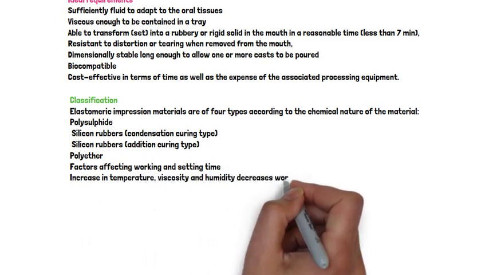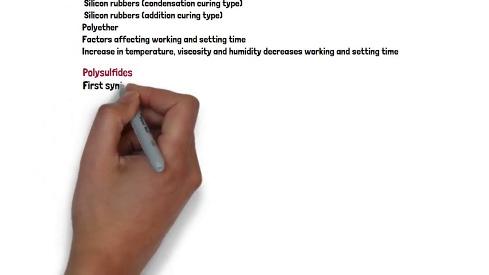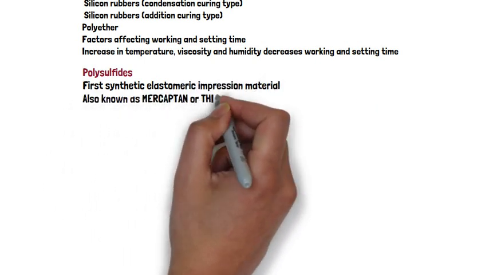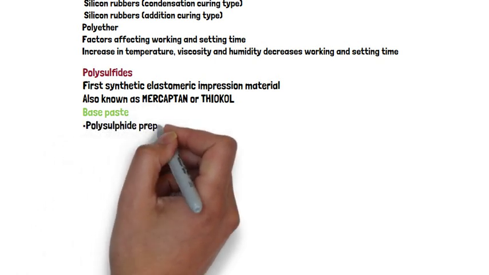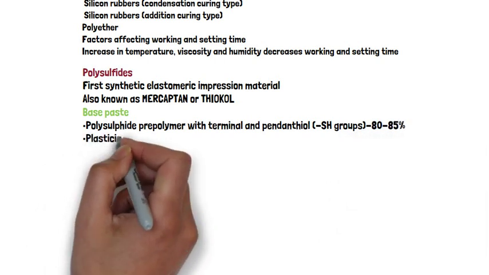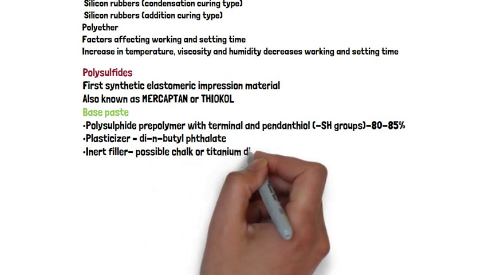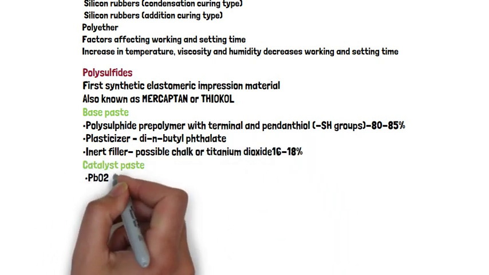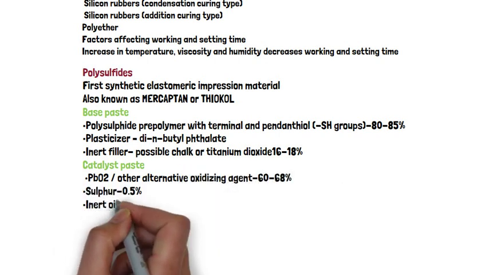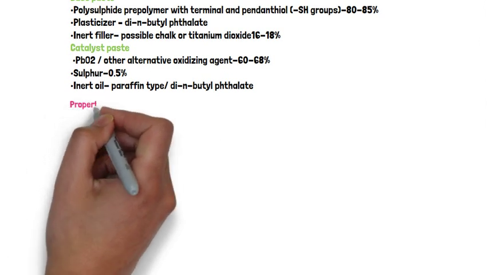Polysulfides. First synthetic elastomeric impression material. Also known as mercaptan or Thiokol. Base paste: polysulfide copolymer with terminal and pendant thiol, SH, groups, 80 to 85%, plasticizer, di-n-butylphthalate, inert filler, possibly chalk or titanium dioxide, 16 to 18%. Catalyst paste: PbO2, or another alternative oxidizing agent, 60 to 68%, sulfur 0.5%, inert oil, paraffin type, di-n-butylphthalate.